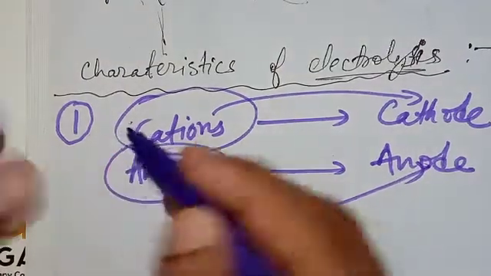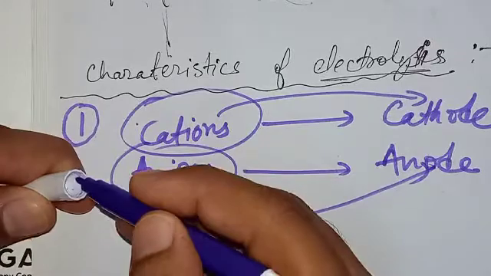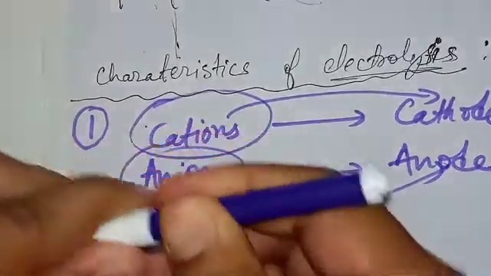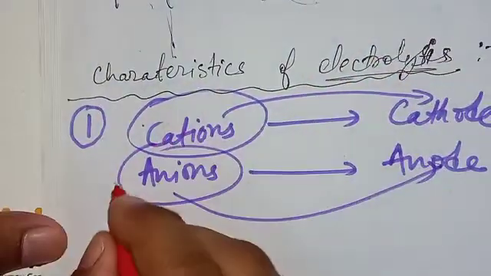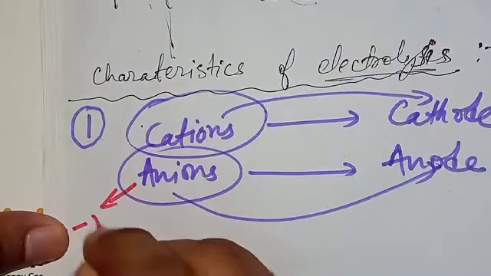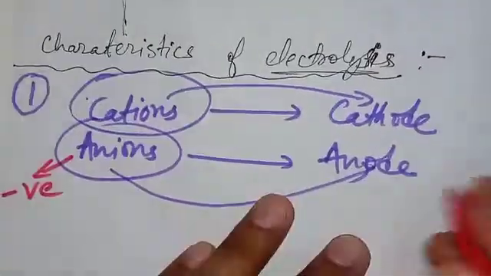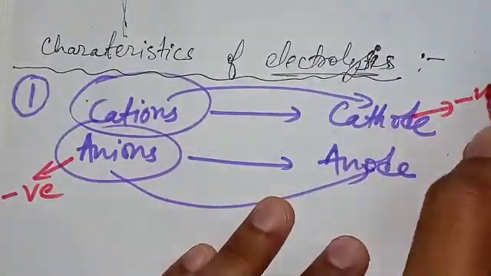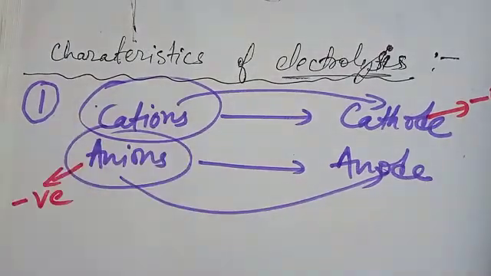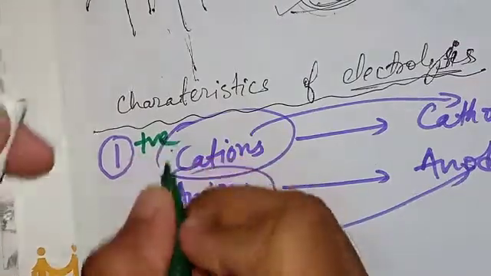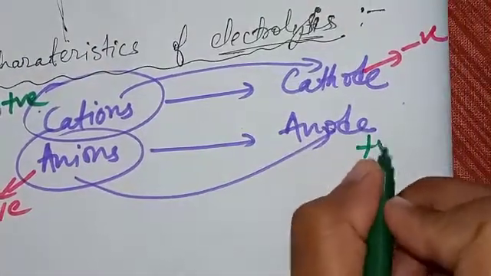And you already know that. What is the sign of the cathode? What is the sign of the cathode, my dear students? The sign of the anions is negative, and the sign of the cathode is negative. The sign of cation is positive. The sign of an anode is positive.